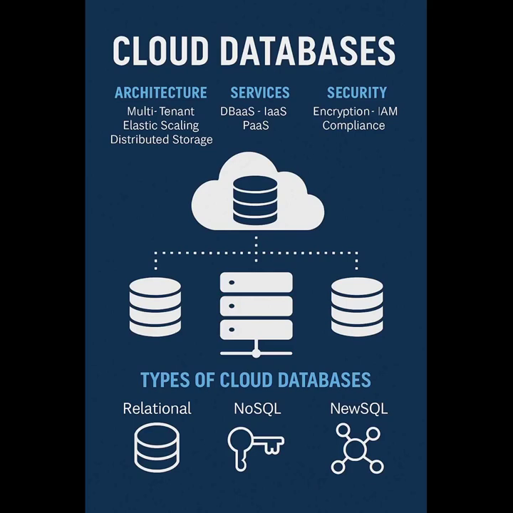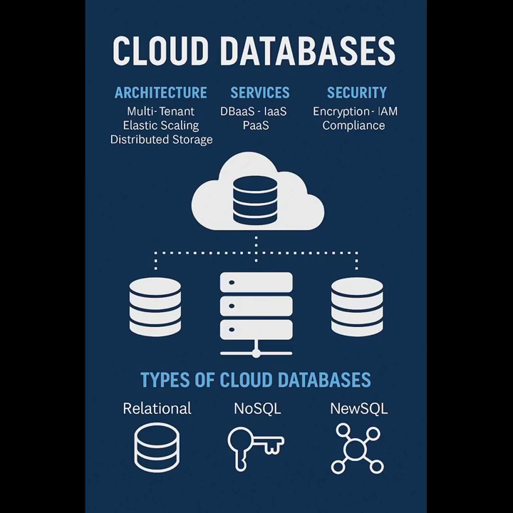Deployment models. Public cloud, hosted by third-party providers like AWS, Azure, GCP. Private cloud, hosted on private servers for a single organization. Hybrid cloud, a combination of both public and private models. 3. Cloud database services. Cloud providers offer different service models.